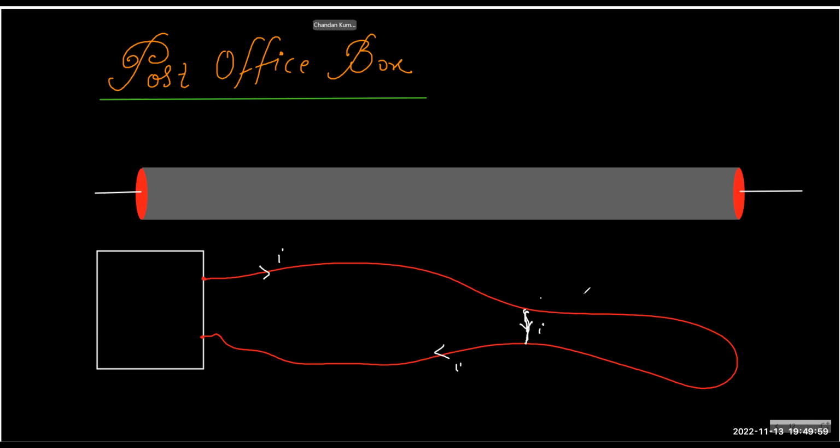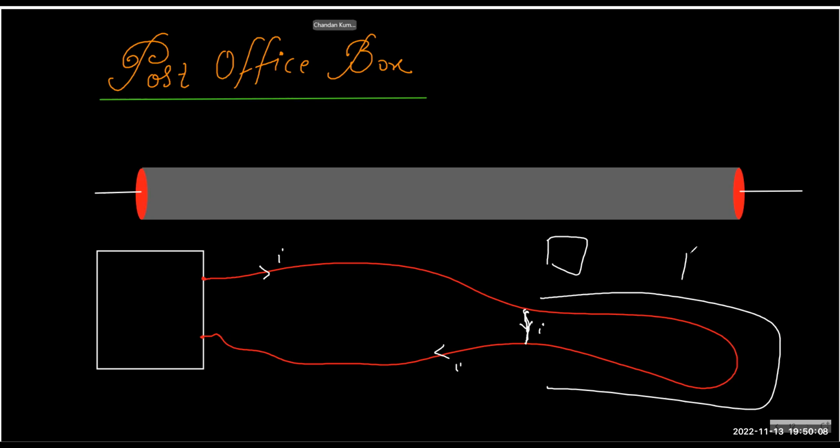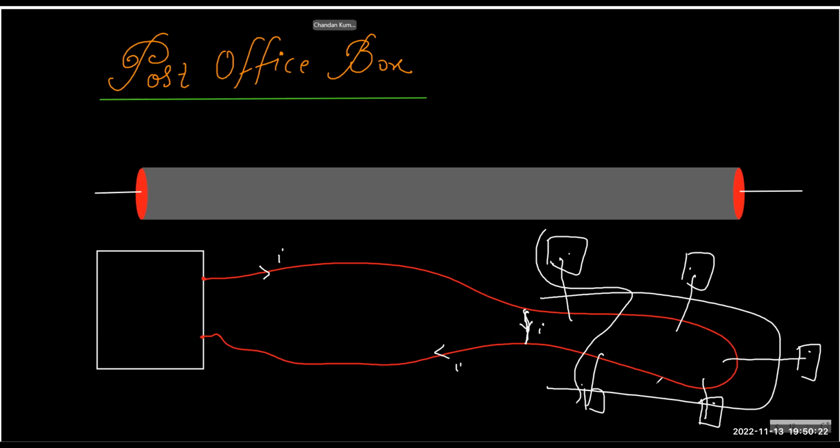So this entire part will not get current, correct? No current in this part. So no current means no signal. Let's say your home is here. From this cable, we draw the wire to create a personal connection to the household. So what will happen? All these phone lines will be dead because they will not get the connection.